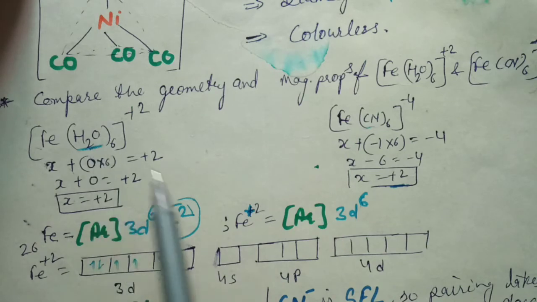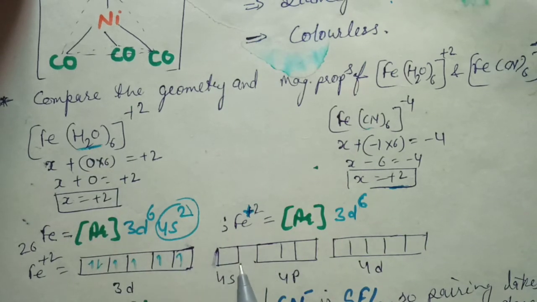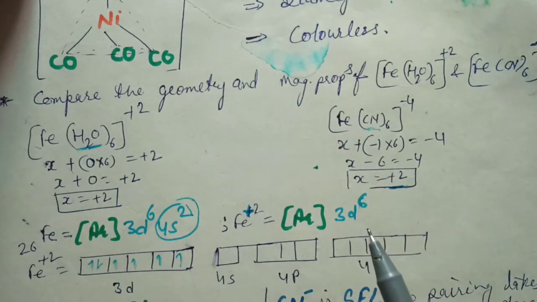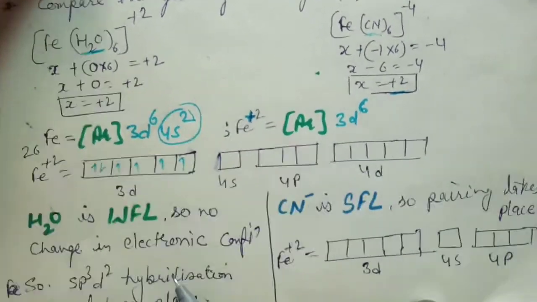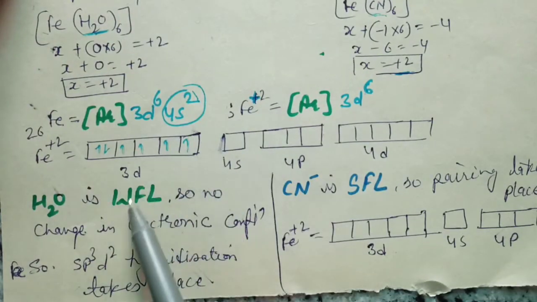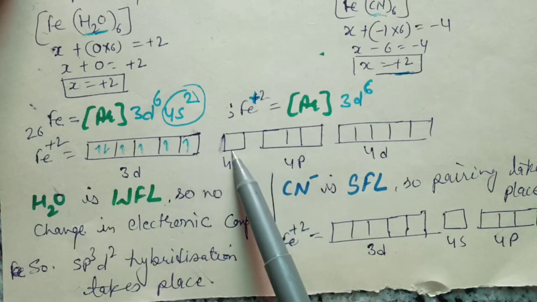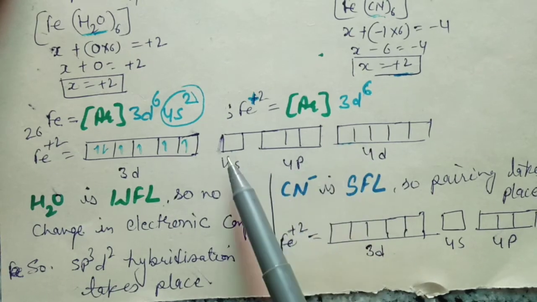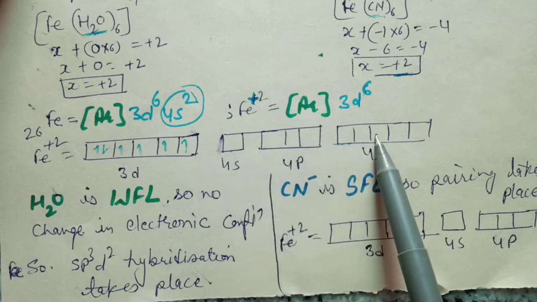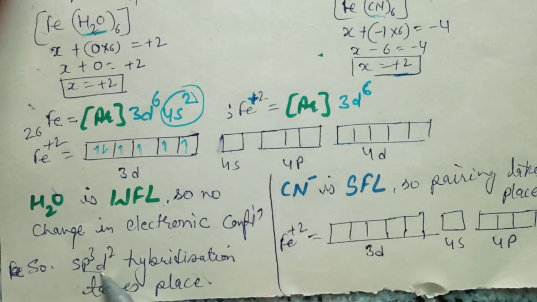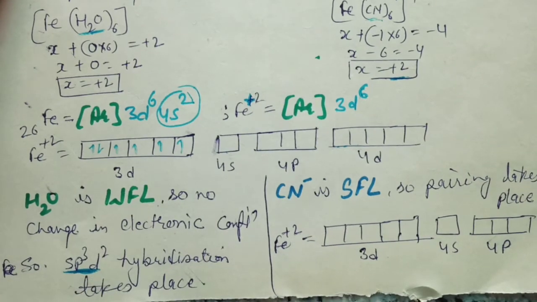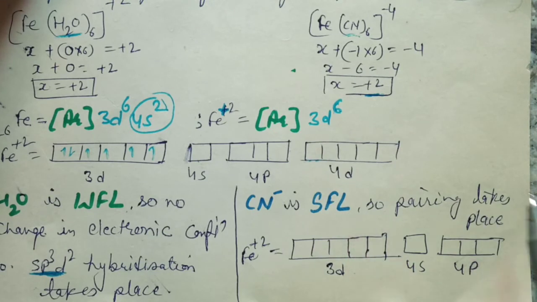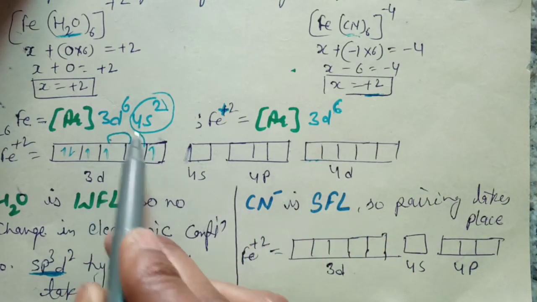If a weak field ligand is taken, there will be no pairing of the electrons because it is weak field, while in the presence of CN- ligand, a strong field ligand, pairing occurs. So H2O is a weak field ligand, so the 4s, 4p and 2 4d orbitals will take part in hybridization to make 6 hybrid orbitals with the same energies, meaning sp3d2 hybridization will take place. While CN- is a strong field ligand, so pairing takes place and electrons are paired.